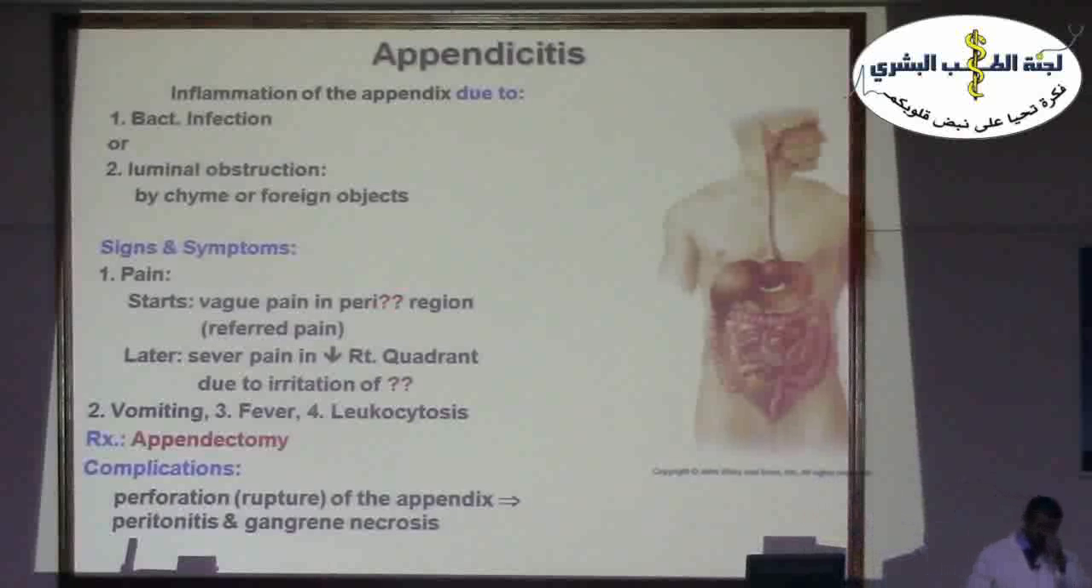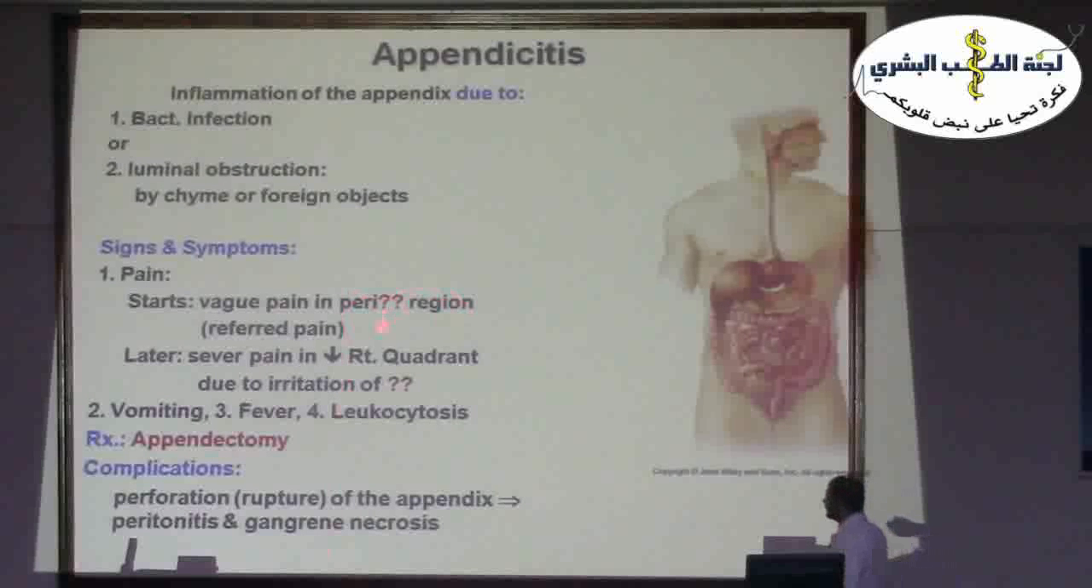This is because the appendix is inflamed, and as it's inflamed, it's irritating the visceral peritoneum covering it. Remember, it's intraperitoneal. Visceral peritoneum innervation, we said it's autonomic innervation. So you don't feel it in its location, you feel it as a referred pain. So it's referred to around the umbilicus. So the patient starts to feel what? Pain in the periumbilical area. This is a referred pain because of irritating the visceral layer of peritoneum.